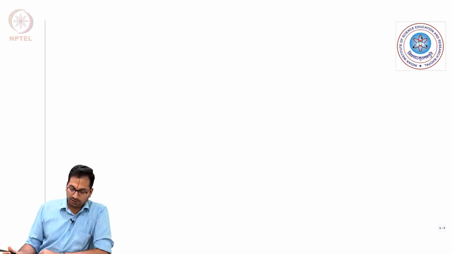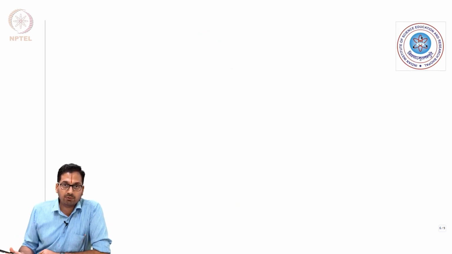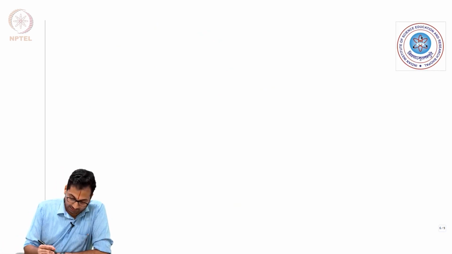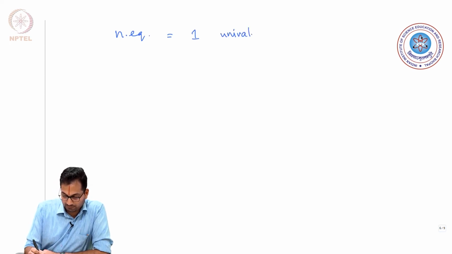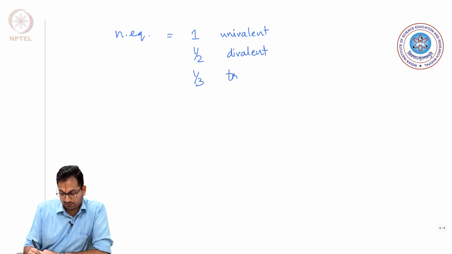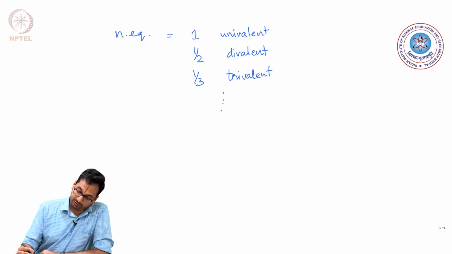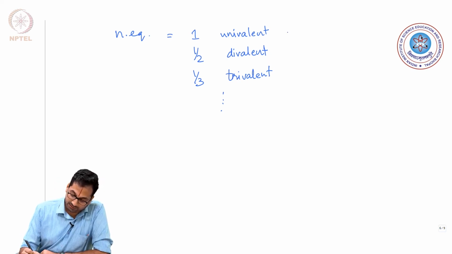Let us repeat the same process of understanding the number of equivalents for a precipitation reaction. For instance, the number of equivalents for a precipitation reaction is going to be 1 for a univalent cation or anion, 1 by 2 for a divalent anion or cation, and 1 by 3 for a trivalent anion or cation, and so on. So for instance, univalent, what do we mean by univalent? Something like NaCl or silver nitrate.